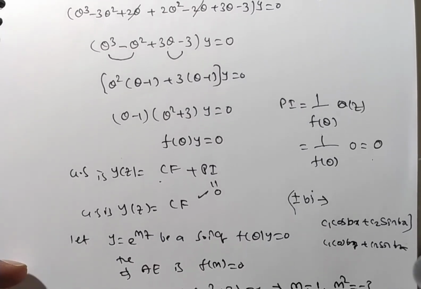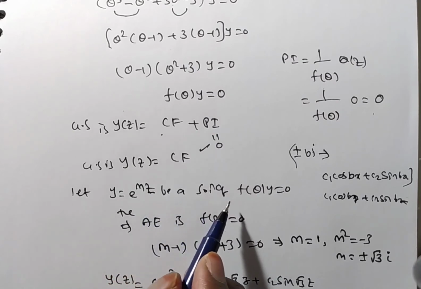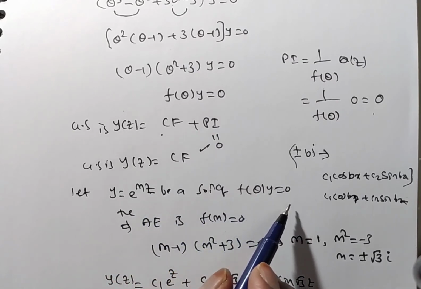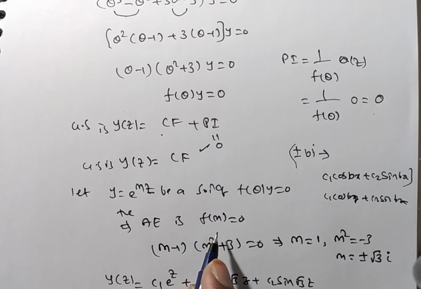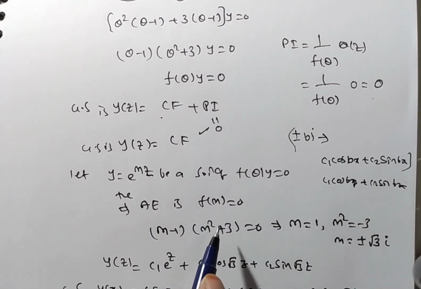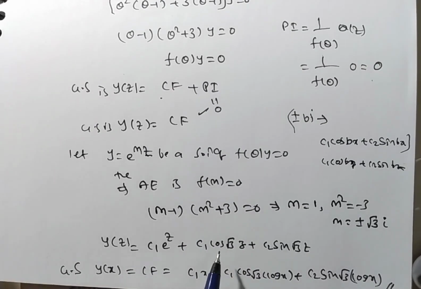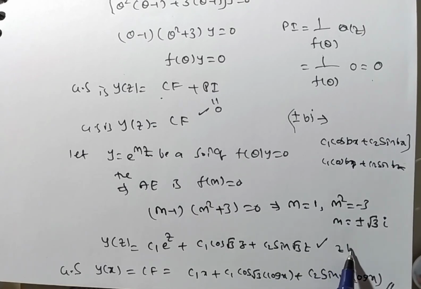To get the complementary function we consider y is equal to e to the power of mz as a solution of f of theta into y is equal to 0. Then you get the auxiliary equation f of m is equal to 0. Now we simplify it for the roots. Based on the roots we write the complementary function. After getting the complementary function we replace z by log x, which gives the final solution.